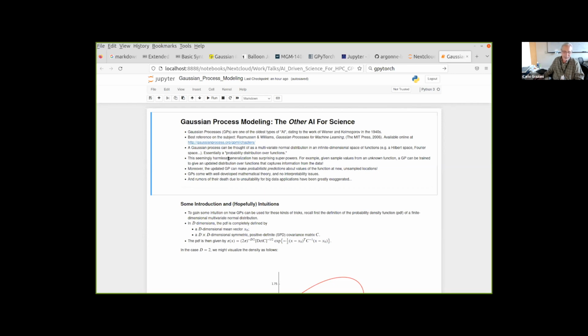It's a seemingly harmless generalization, but it actually has these surprising superpowers, because you can train the Gaussian process, based on some data, to give you, based on an agnostic initial distribution, an updated distribution over functions that captures the information that you gave it. And you can make probabilistic predictions based on that updated distribution about the values of the function at new untried settings that you never showed it before. So this is a very powerful methodology.